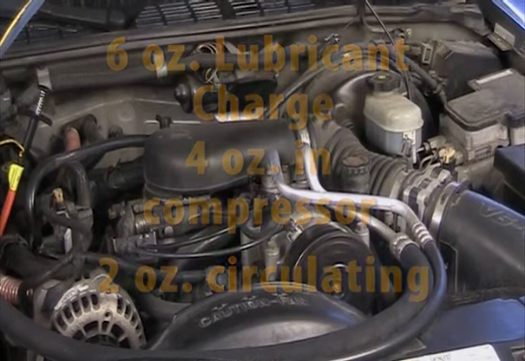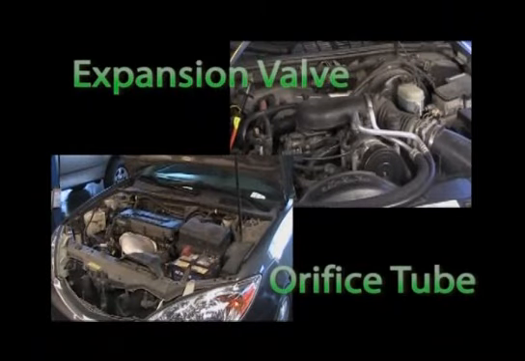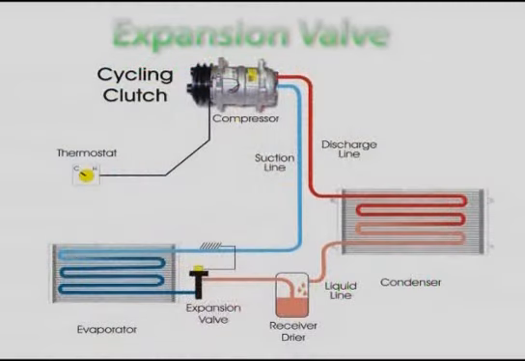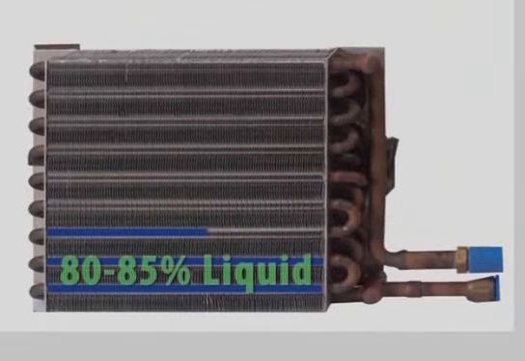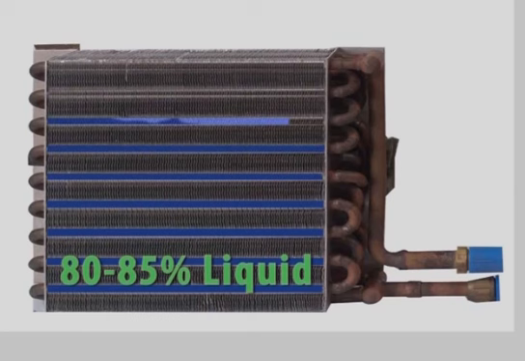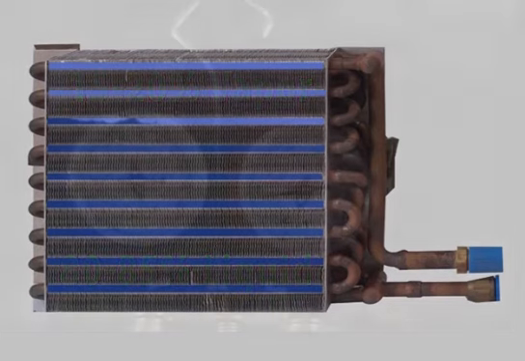The system refrigerant provides the circulation differently in expansion valve and orifice tube systems. In the expansion valve system, when operating properly, the liquid refrigerant will be at an 80 to 85% level in the horizontal evaporator passages, carrying the lubricant and leaving only the last 15 to 20% of the passages dependent upon vapor pressure to push the lubricant out of the compressor.